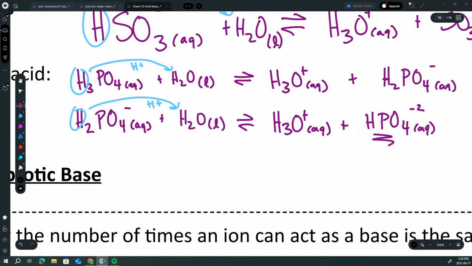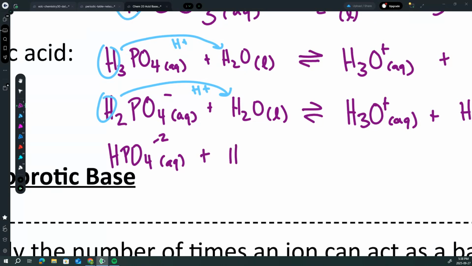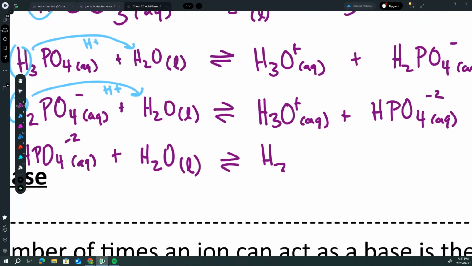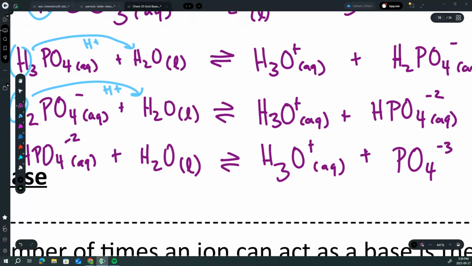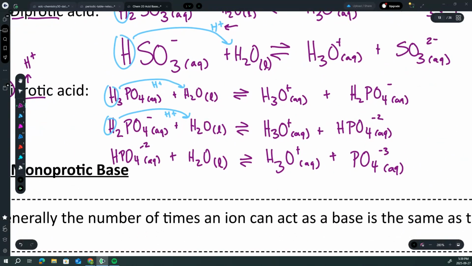And then we're going to keep on reacting our anion. So HPO4, 2 minus, aqueous, plus water. And we are going to get hydronium plus PO4, 3 minus. I guess I should keep this consistent and put the negative in front. And there you have it.